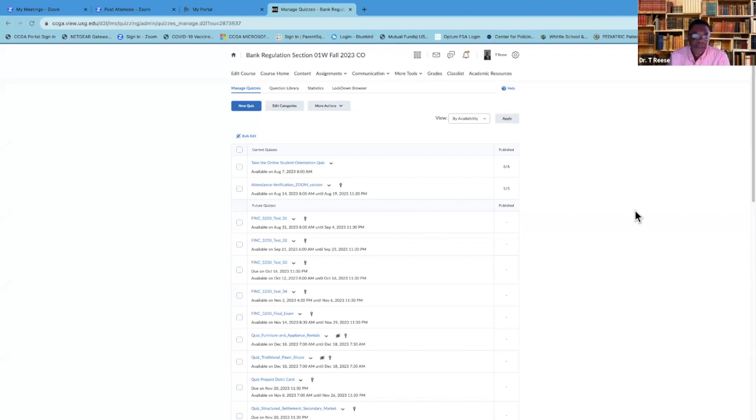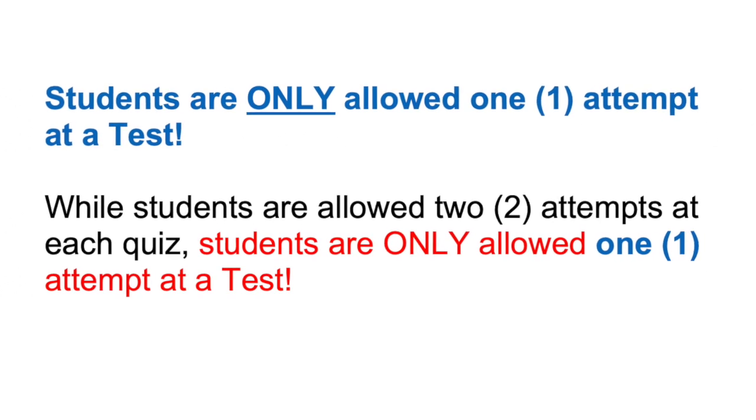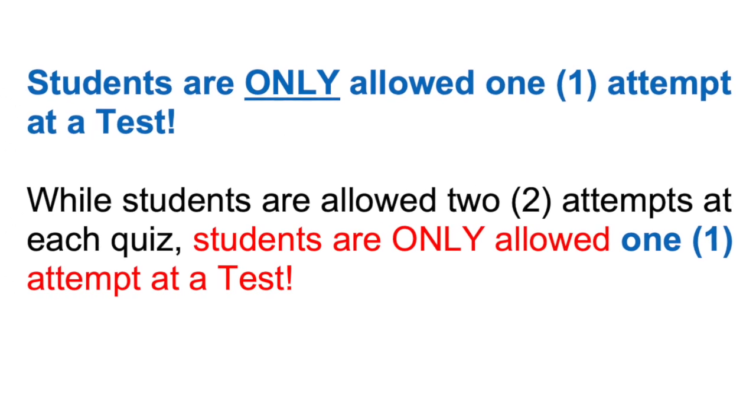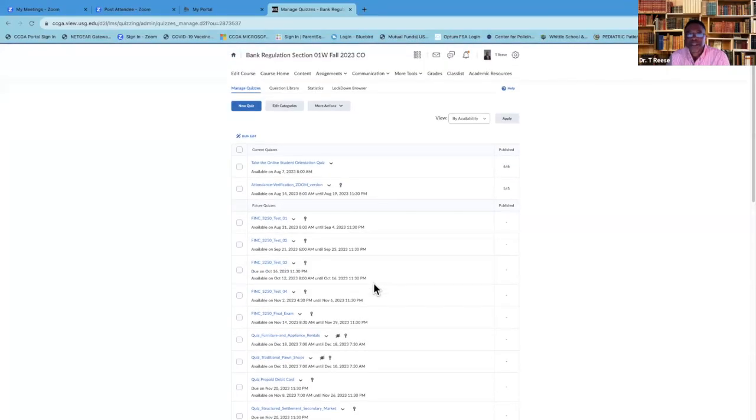All right, now, when it comes to tests, you only get 1 attempt at each test. The tests are timed, of course. So again, you only get 1 attempt at a test. There'll be 4 tests, and there's also a final exam. You only get 1 attempt at the final exam. That's how this course is going to work.